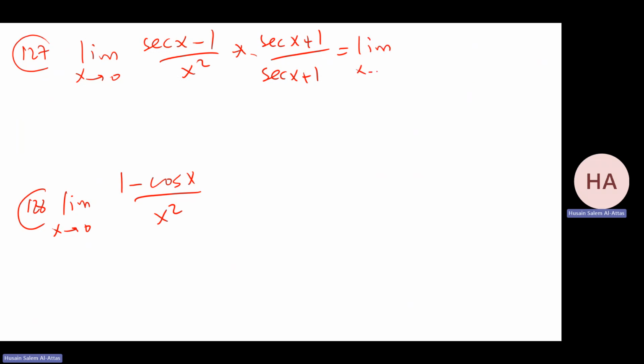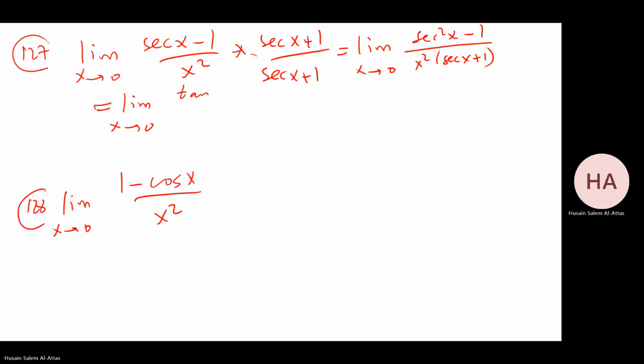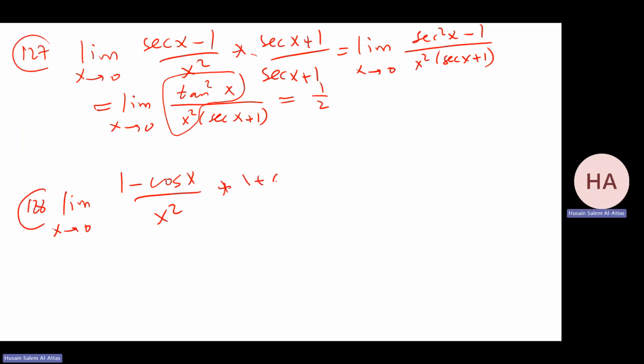That will be the limit as x goes to 0 of secant squared minus 1 over x squared times secant plus 1. This is tan squared. You know that 1 plus tan squared equals secant squared. So this is tan squared x over x squared times secant x plus 1. This is tan x over x, tan x over x, which is 1. So this is half. The same idea here, exactly the same idea, and the same answer also.